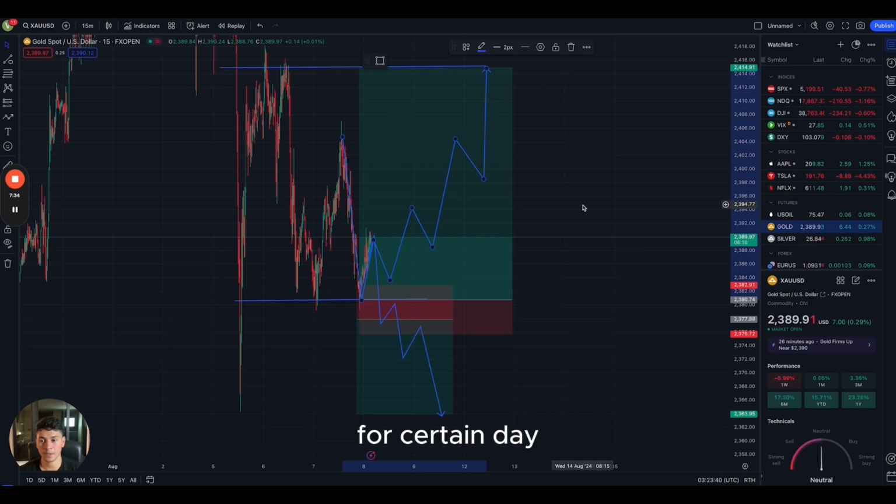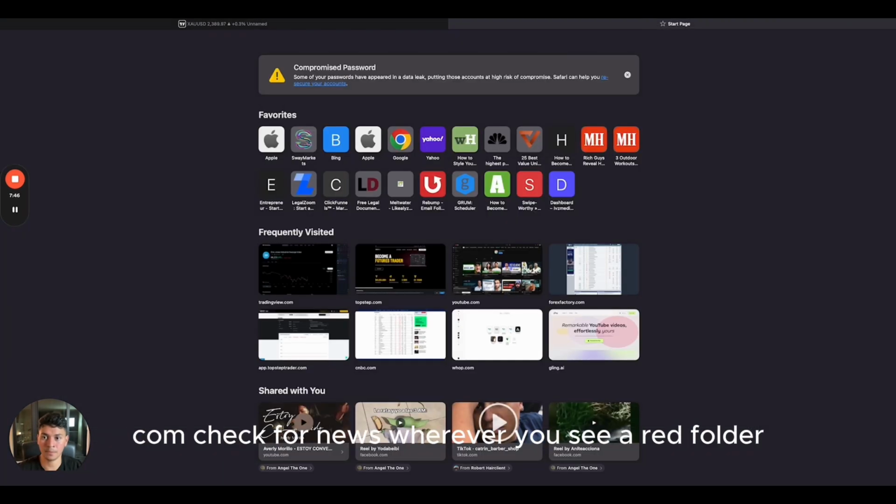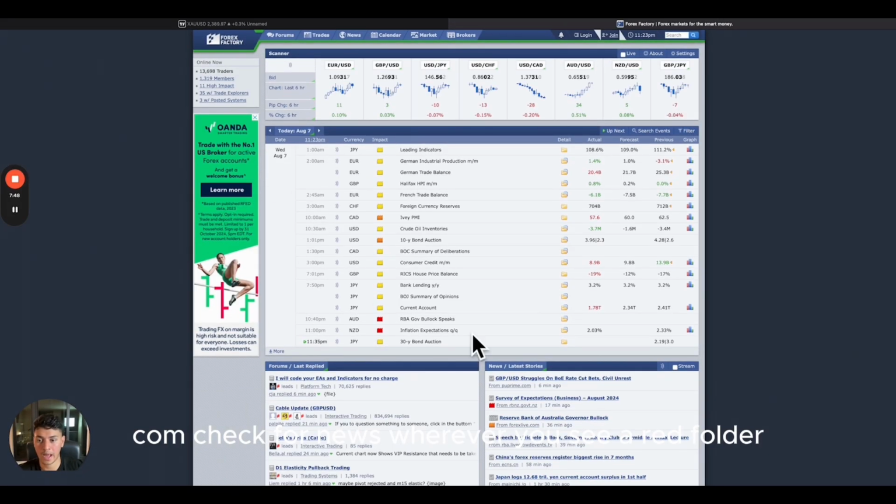This is one of the confirmations that I was going to explain to you guys more, and the next two are very basic. All you have to do is go to forexfactory.com and check for news. Wherever you see a red folder, you have to look into it and see what it could potentially do to the market. Is it going to affect you a lot, or is it something that might not have anything to do with your pair or currency or stock that you're trading?